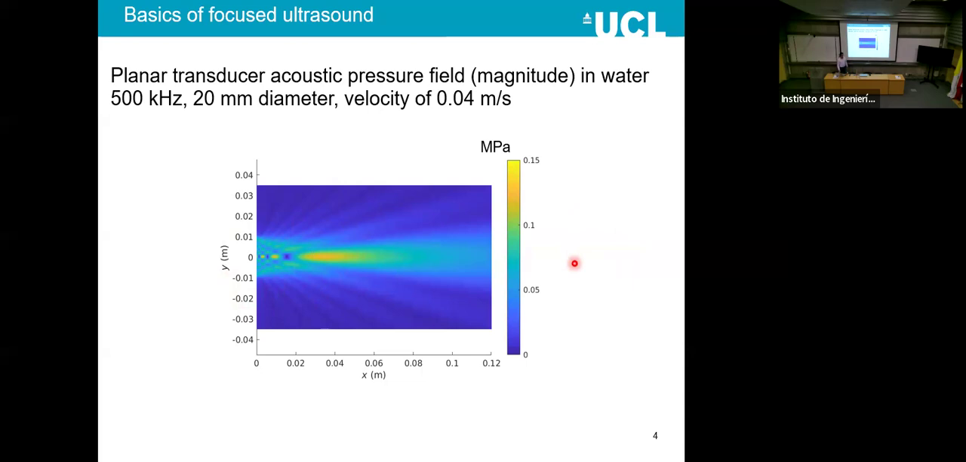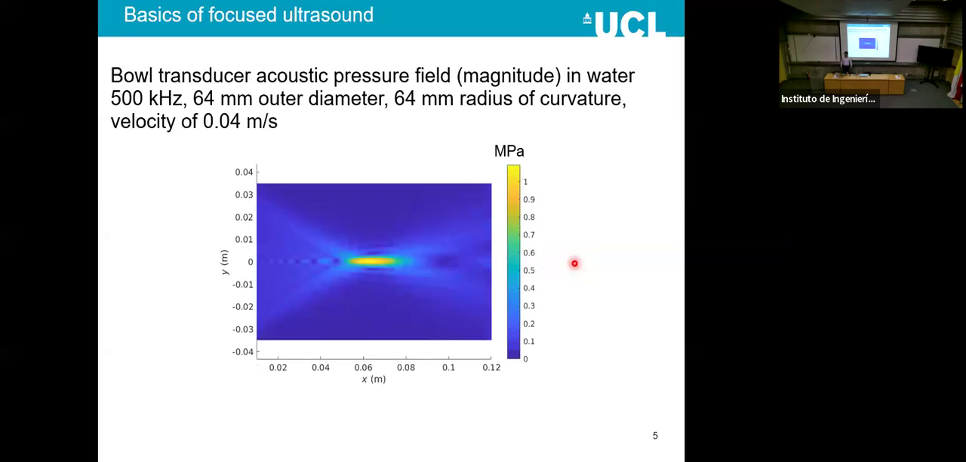So if you are to produce an acoustic lens, this can be achieved in a variety of ways, but mainly we tend to use a concave transducer, a spherical section transducer. We use something that has the shape of a bowl. So here we've got a 64 millimeter radius of curvature, 64 millimeter outer diameter. You get this kind of pattern.